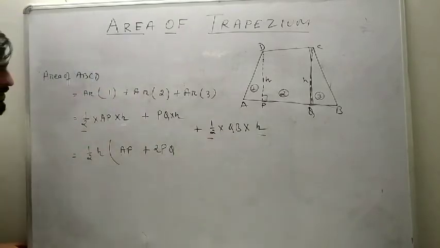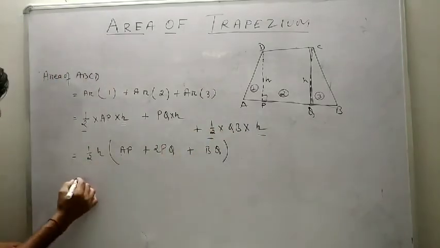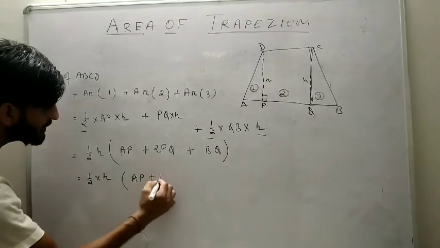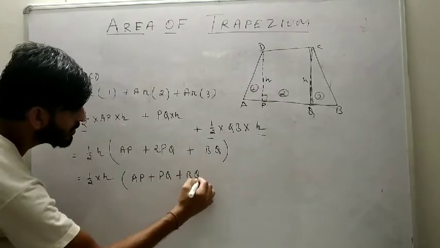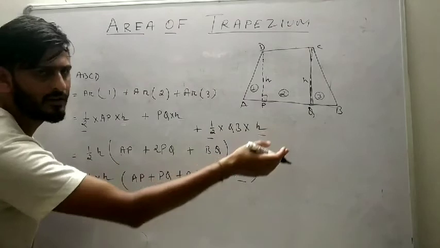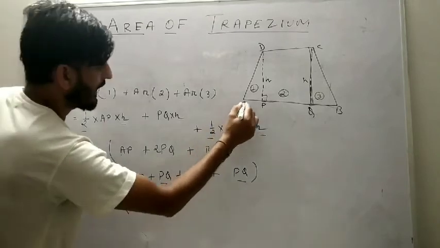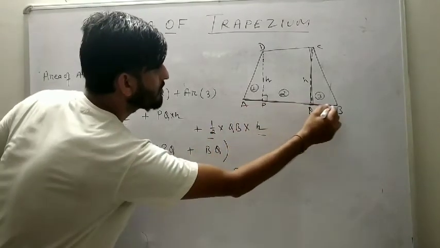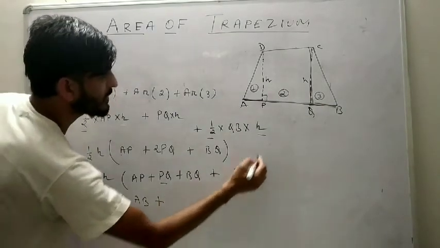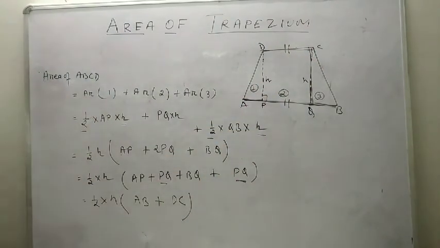Now see, it is plus BQ. Half H we took common, so half multiplied by H. AP plus PQ plus BQ plus PQ. PQ plus PQ is 2PQ, so we have separated this PQ there. Now see, half into H, AP plus PQ plus BQ. That means it is total AB, and plus PQ. What is PQ? PQ is equal to this part, DC. So it is DC.